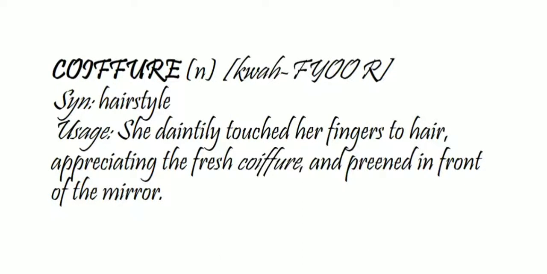Coiffure. Coiffure means hairstyle. She daintily tossed her fingers through her hair, appreciating the fresh coiffure, the fresh hairstyle, and preened in front of the mirror. What does preen actually mean? To pride oneself or to present yourself in an attractive way.